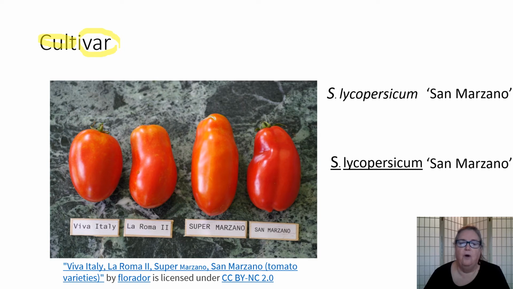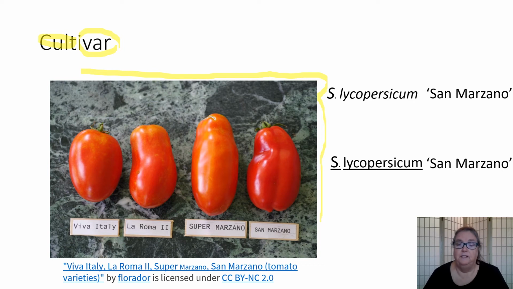So these are all cultivars of Roma tomatoes. We've got Viva Italy, La Roma 2, Super Marzano, and San Marzano. All good for spaghetti sauce, tomato paste, and sun drying.